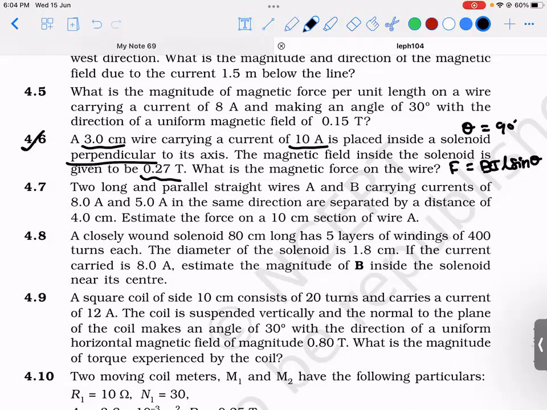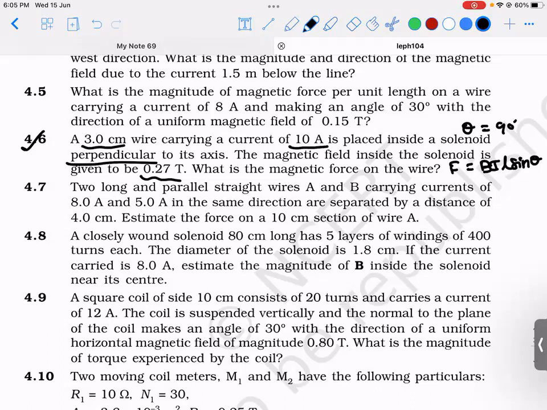Mu naught into small n into I. Mu naught is a constant. Small n is how much? How much is the number of turns? 400, but 5 layers, so it has 2000 windings. So 2000 divided by length. 80 centimeters. So 2000 divided by 80 into 10 power minus 2 will give you small n. What is the value of I? 8 ampere. Substitute everything, you will get the answer.